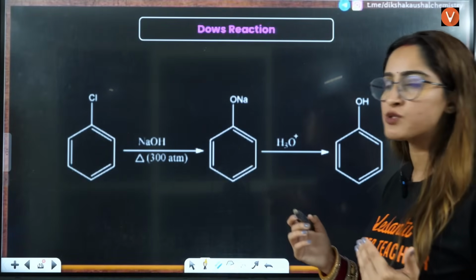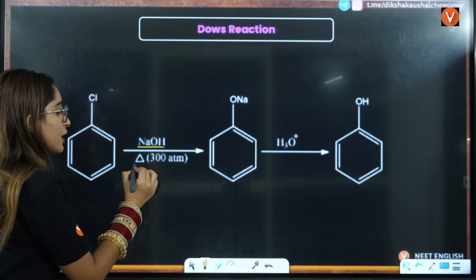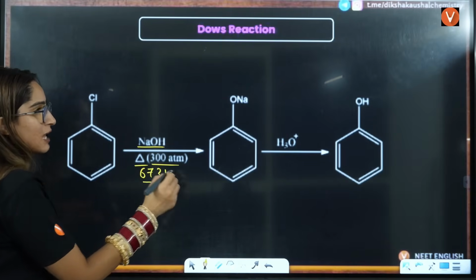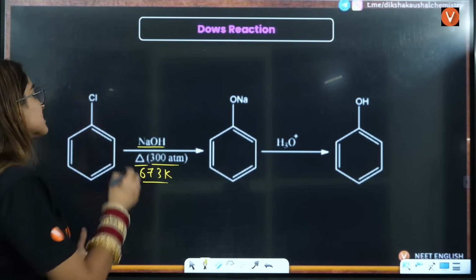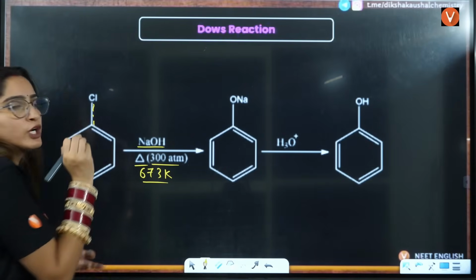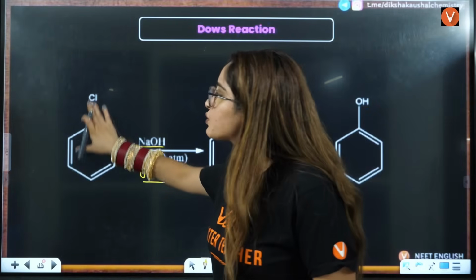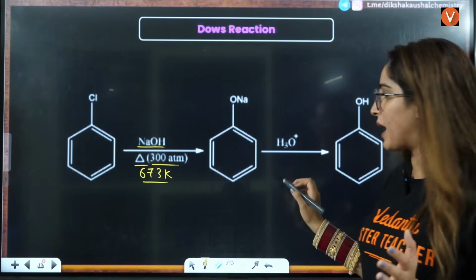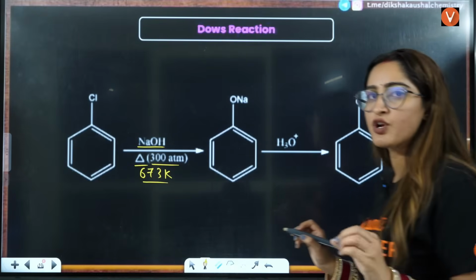Next we have Dow's process. In Dow's process, you will have chlorobenzene, you add NaOH, you heat it, and the temperature is something like 673 Kelvin, I think more than that. So temperature and pressure are very high. This bond is very difficult to break because of the double bond character here. That is the reason we are using very high pressure and temperature. We will break this bond, we will have the formation of ONa, and after adding acidic water, you will have the preparation of phenol here.